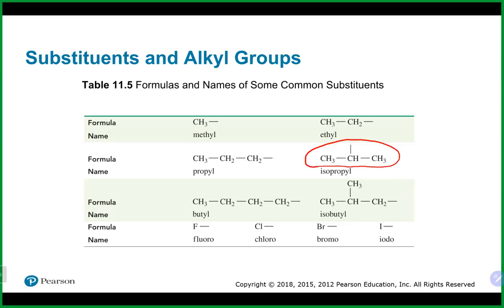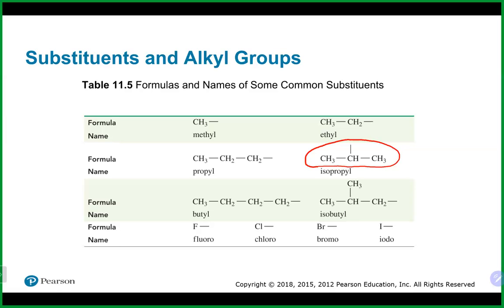This is what is referred to as the isopropyl group. And isopropyl is based off of a propyl group. So let's talk a little bit about what the difference is between these things. And it has to do with where they actually would connect into the main chain.